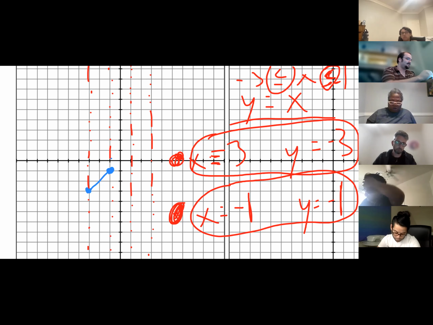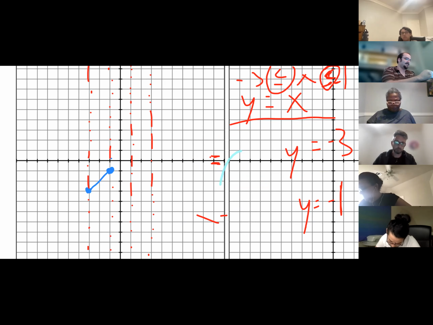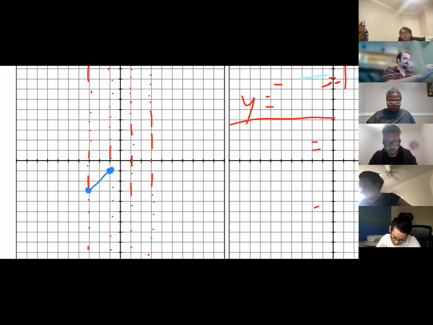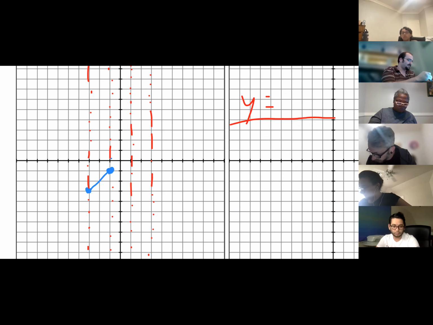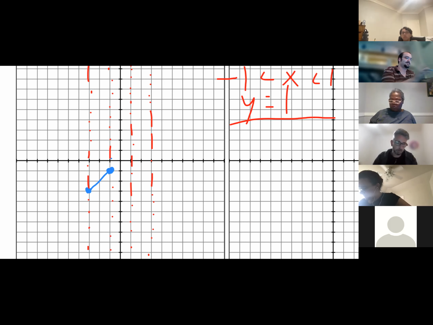The next line is y equals 1. Here it's open, not solid. So we are literally drawing three different lines, but we're only drawing pieces of them. This is good for everywhere where -1 is less than x is less than 1. And here it's going to be flat.